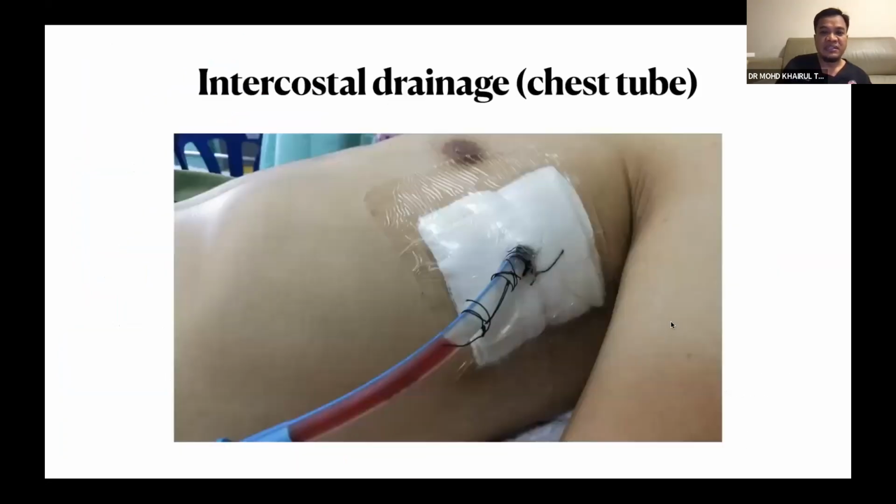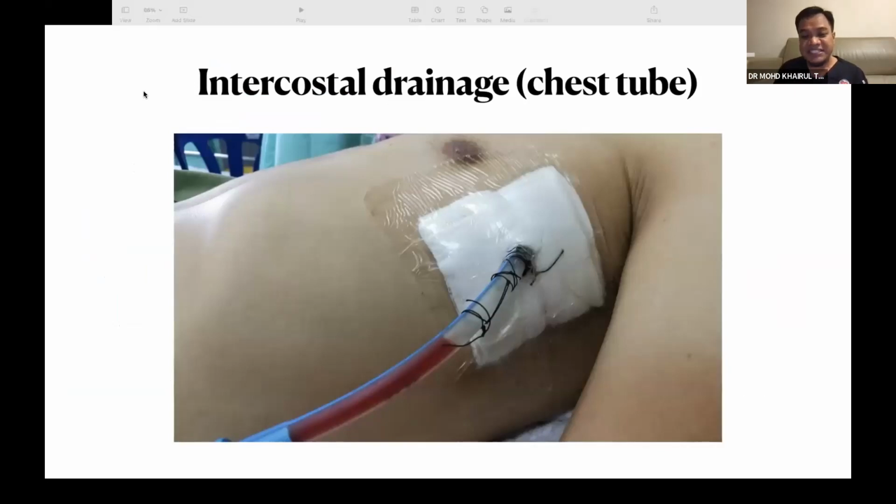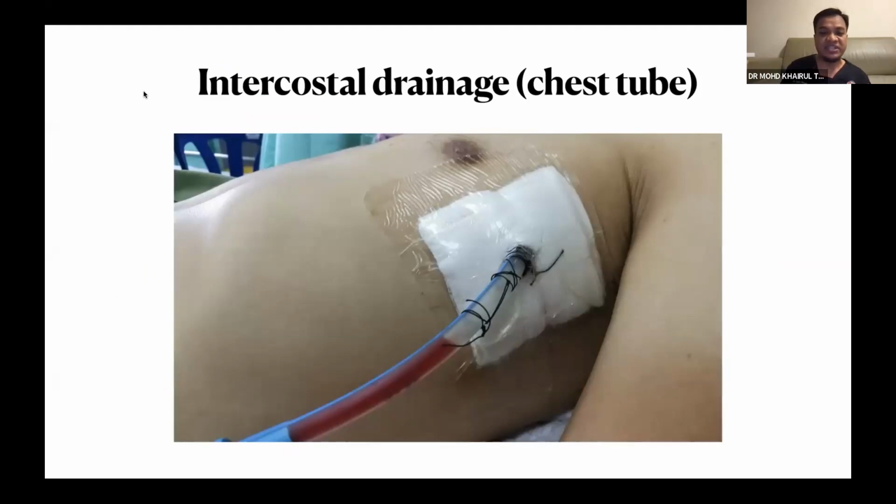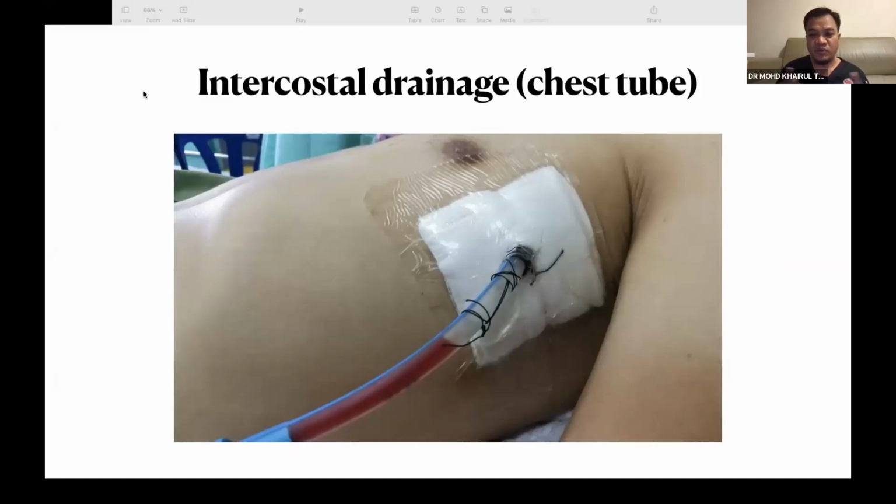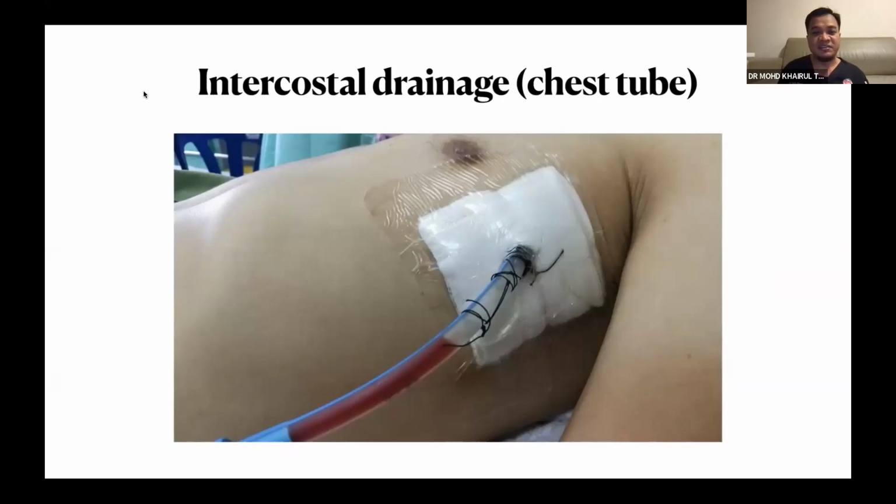So the mainstay of treatment of pneumothorax, as we know for decades, is actually a chest tube or intercostal drainage. Most of the recent studies are trying to compare the effectiveness, the complications, and the recurrence of pneumothorax. They compare it with the standard measure, which is intercostal drainage or chest tube.